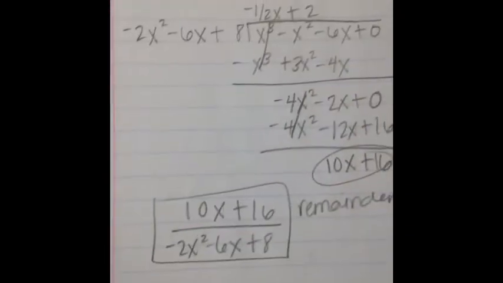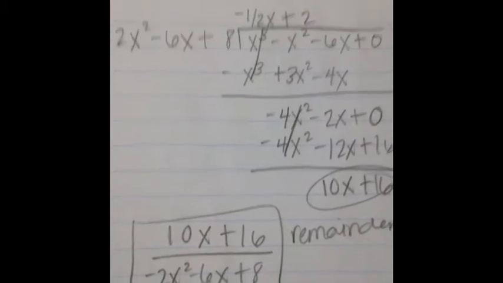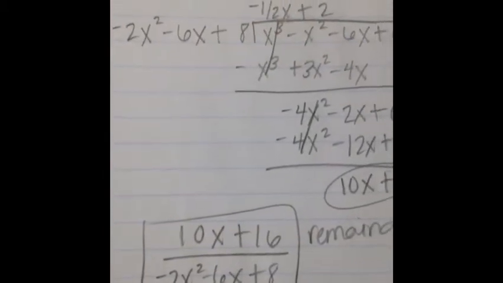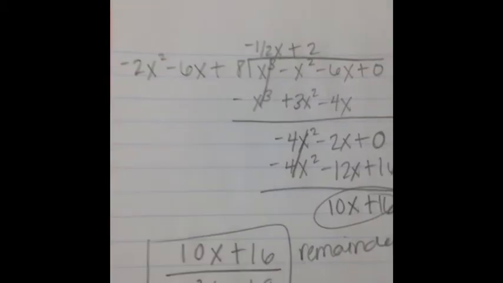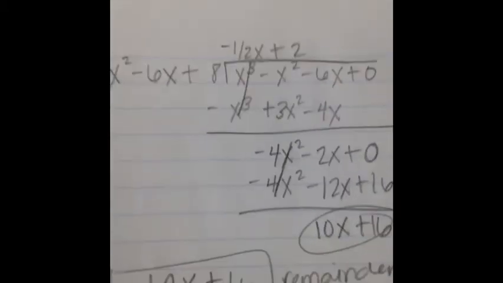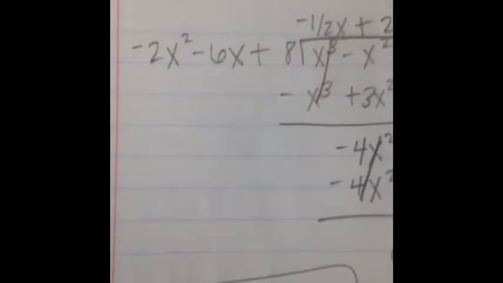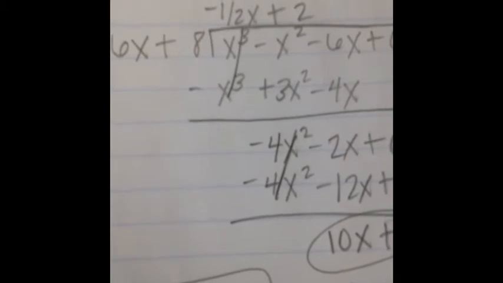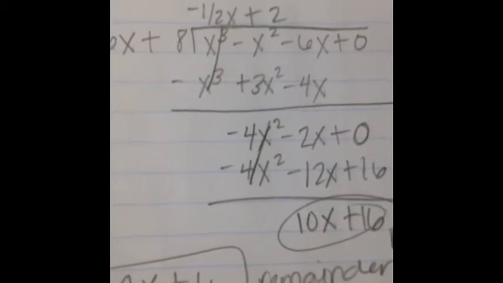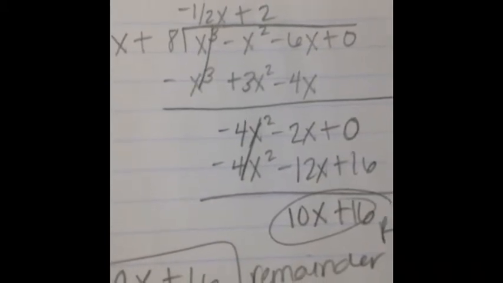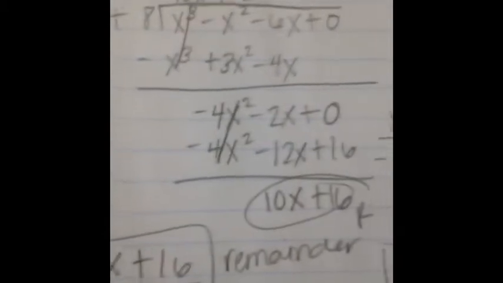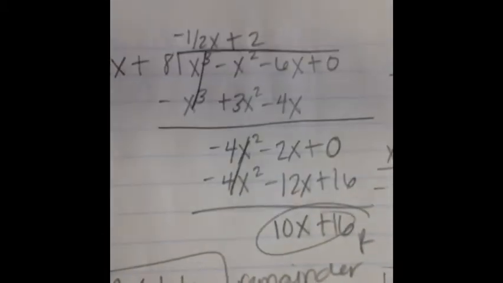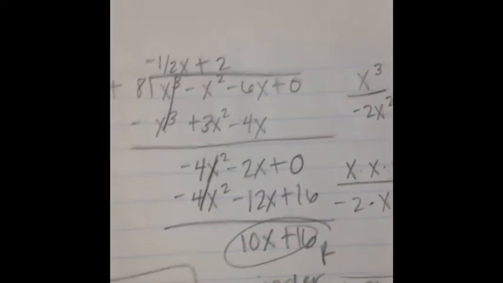Okay, now I'm going to be explaining how you do the slant of this equation. You're going to put the denominator on the outside and your numerator on the inside of the house. So we have our denominator, and that's negative 2x squared minus 6x plus 8. And we have our numerator on the inside, and that's x cubed minus x squared minus 6x. On the end I put a 0 as a placeholder because I'm going to need that later, so I won't be confused and have an extra space for no reason.